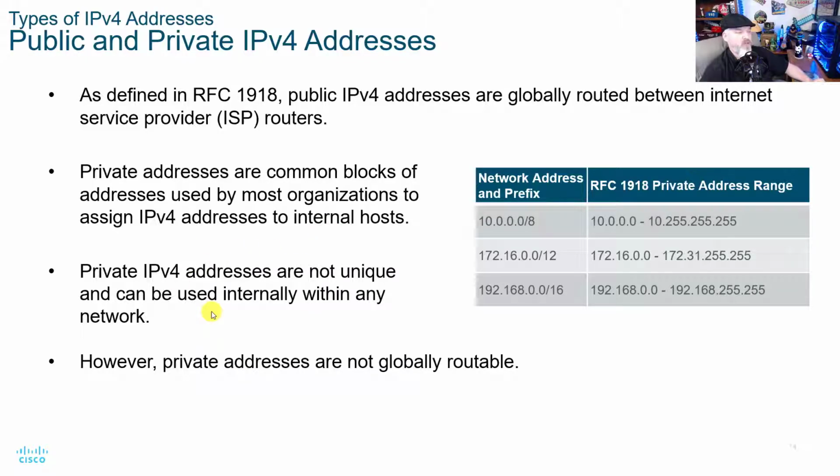Private v4 addresses are not unique and can be used internally within any network, and private addresses are not globally routable. The RFC 1918 private address range is the range that should be internal: 10.0.0.0/8, 172.16.0.0/12, and 192.168.0.0/16. You need to memorize these.